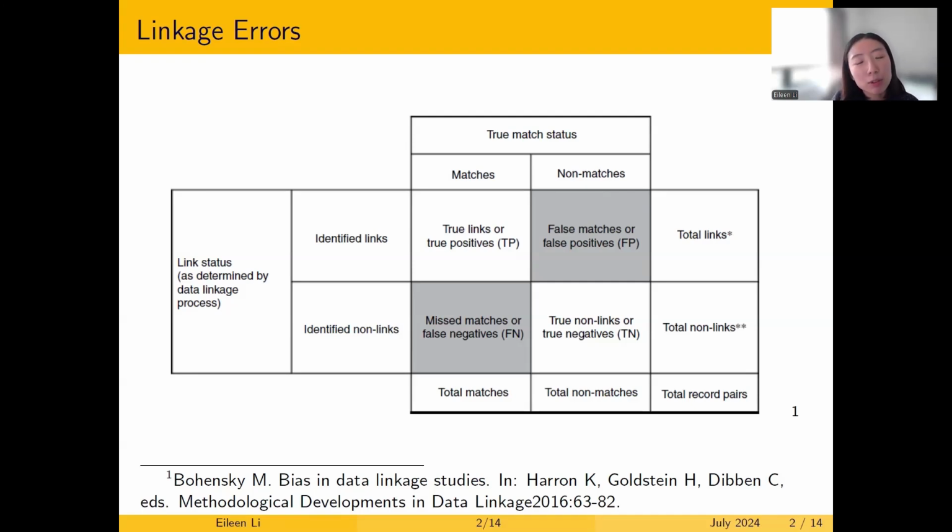So an example of a false link would be my census record getting linked to Natalia's tax record. And a mislink would be, say, I filled out a census form, but somehow my census information didn't get linked to the IDI central spine. That's a missed link.